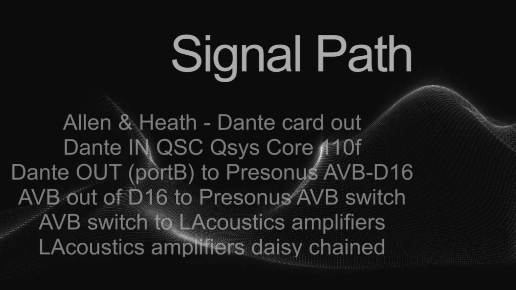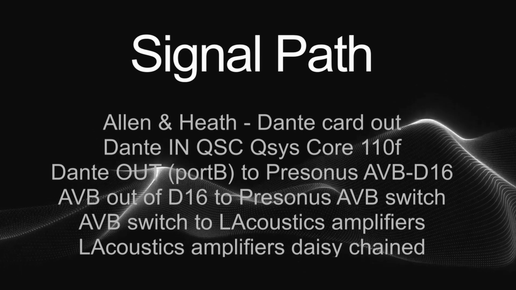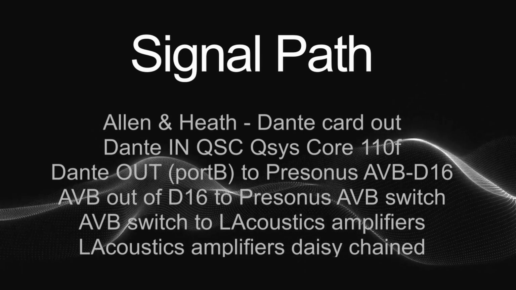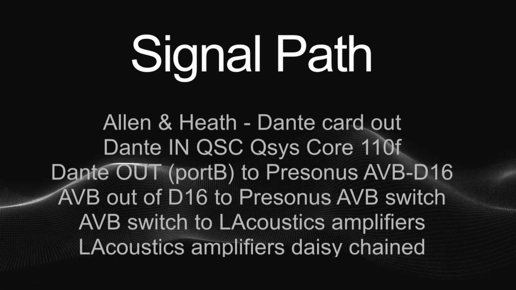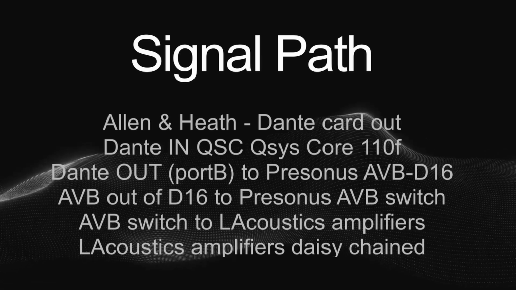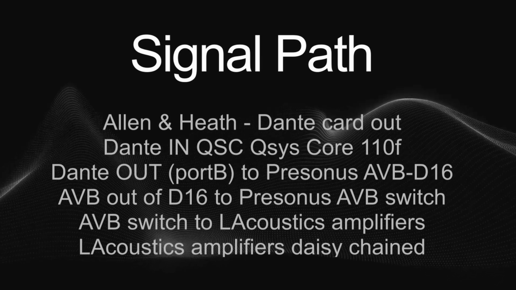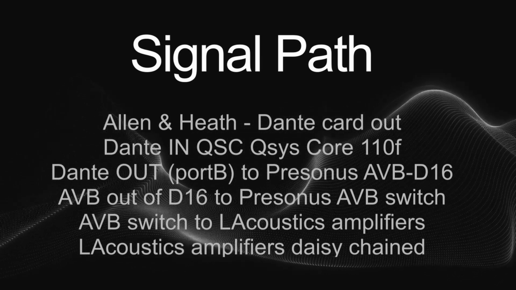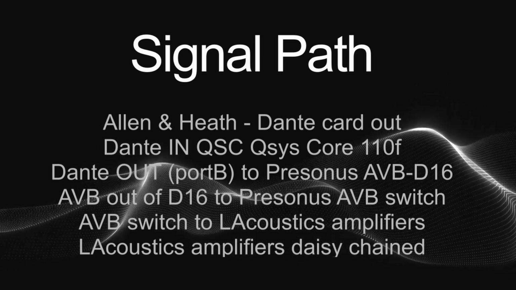Okay, so we had an Allen and Heath Avantis soundboard with a Dante card out, and all that Dante was going through a Netgear AV switch with the Dante configuration, and then Dante into the QSC Core 110f, and that was through port B because port A we were using for control. Then Dante out of the Q-SYS Core was routed to the PreSonus AVB D16, which was Dante in on the AVB converter.